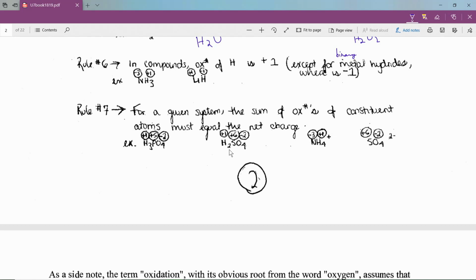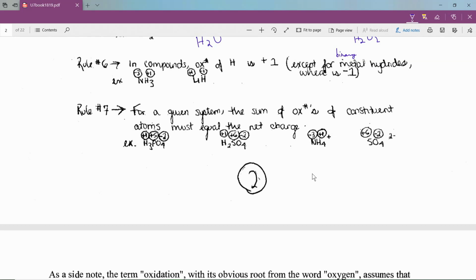H2SO4, hydrogen is +1, oxygen is -2, there's 4 of them. So sulfur has to be +6, so you have 2 plus 6 is 8, plus -8 gives you 0. NH4 plus, hydrogen is +1, each nitrogen is -3, so they add together to give me +1. And sulfate, SO4 2-, each oxygen is -2, sulfur is +6, 6 plus -8 gives me 2-. Okay.